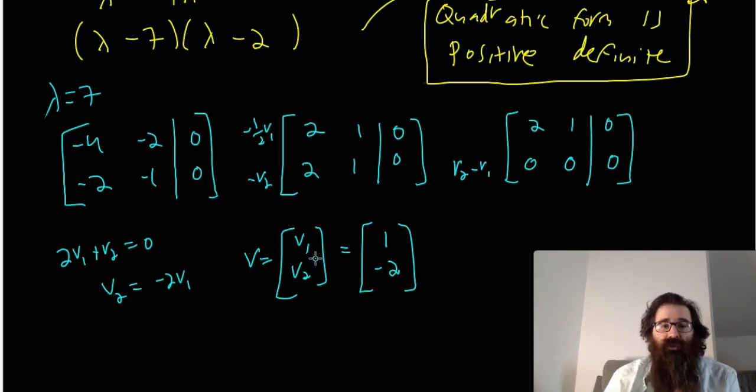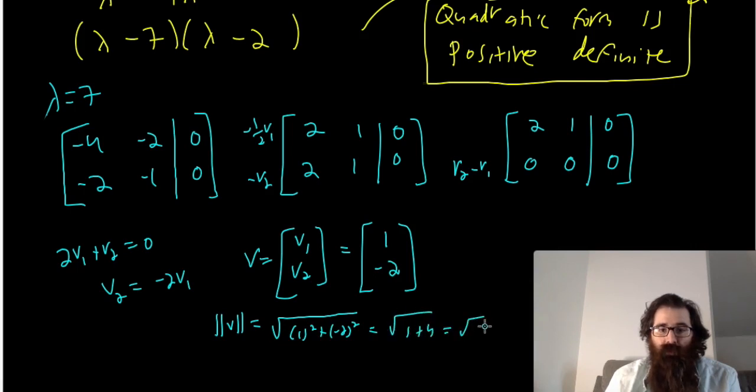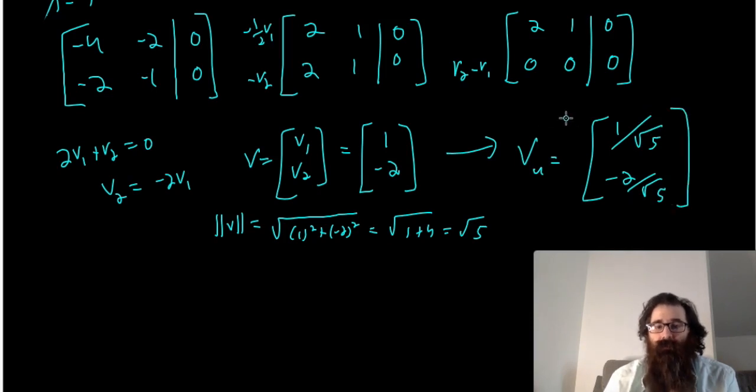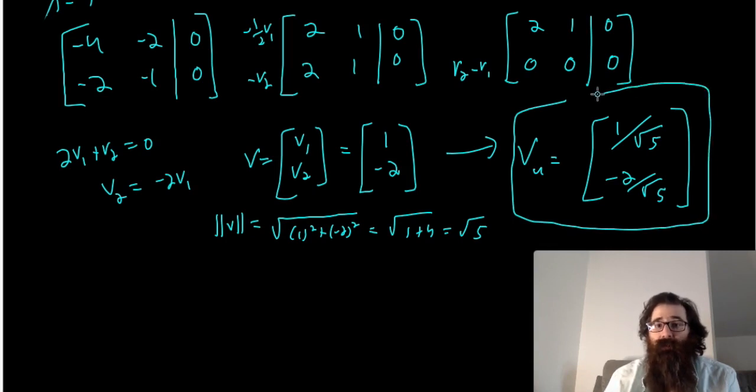Now we want to make this into a unit vector, so don't forget, we want to find the magnitude of vector v. It's going to be the square root of 1 squared plus negative 2 squared. So square root of 1 plus 4 gives me square root of 5. So then this, as a unit vector, is going to give me the vector 1 over square root 5, negative 2 over square root 5. And it's still an eigenvector. It's now a unit eigenvector, which I think is great. That's what we want for our orthogonal diagonalization, of course, with our principal axes theorem.